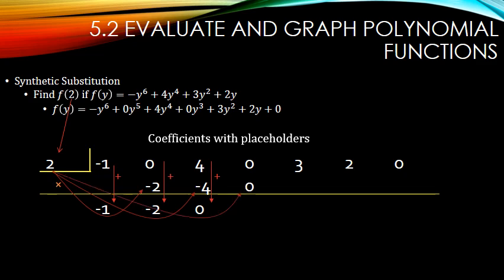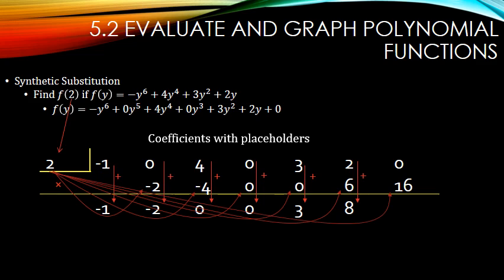Then we multiply 2 times 0 is 0. Then we add down. 0 plus 0 is 0. Then we multiply 2 times 0 is 0. Then we add down. 0 plus 3 is 3. Then we multiply 2 times 3 is 6. Then we add 2 plus 6 is 8. And then multiply, get 16. And 0 plus 16 is 16.